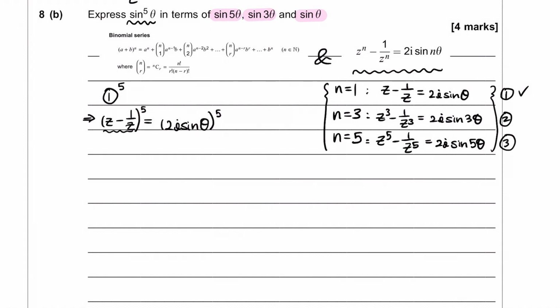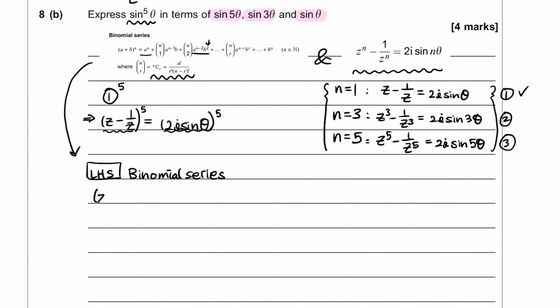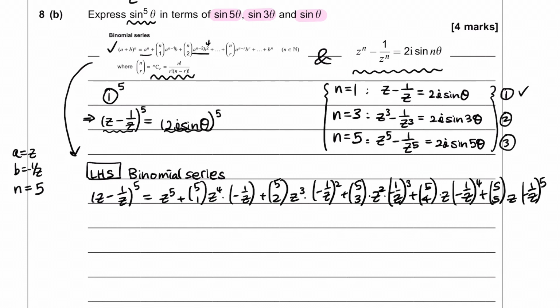So here we're going to separate the left hand side and the right hand side. Let's start with the left hand side. The left hand side requires you to know the binomial series, which I copy and paste here. If you apply that to our equation, (z minus 1 over z) to the power of 5, our a is z, b is minus 1 over z, and our n, which is the power, is 5. If you directly substitute into the binomial series, it will become like this.